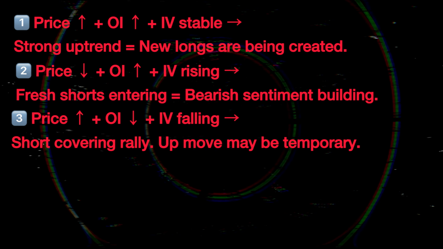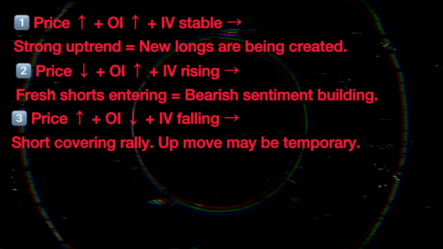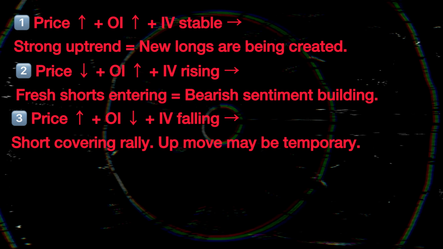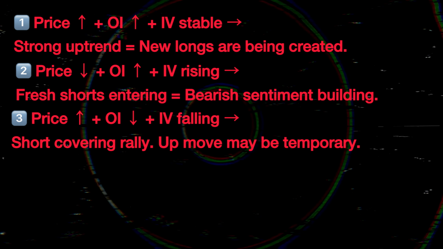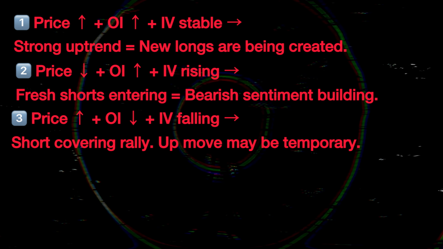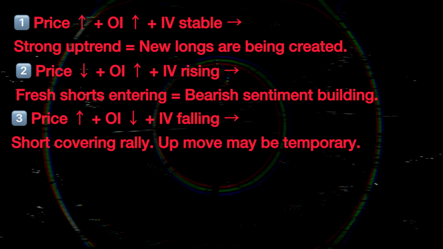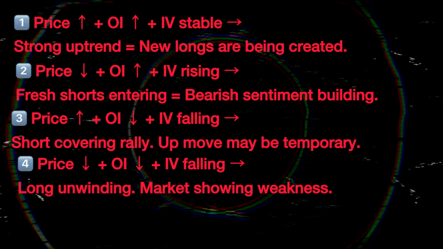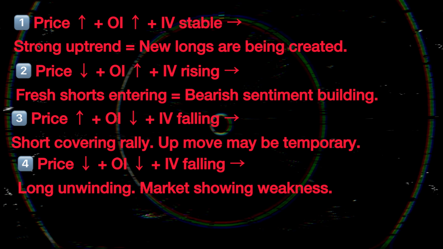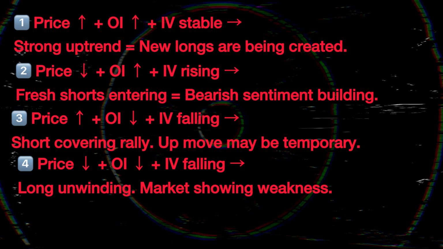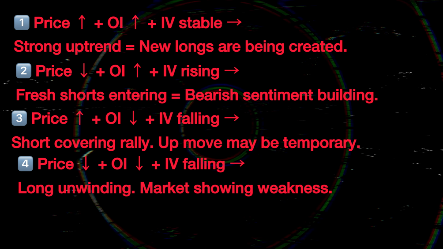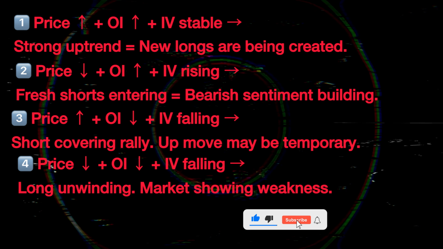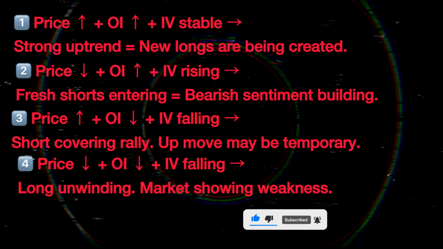Third, if the price is increasing and open interest is decreasing, and at the same time IV is also falling, that means a short covering rally. An up move that may be a temporary one. The fourth one, price is decreasing and open interest is decreasing, and at the same time IV is also falling. That means long unwinding, which means the market is showing some weakness.